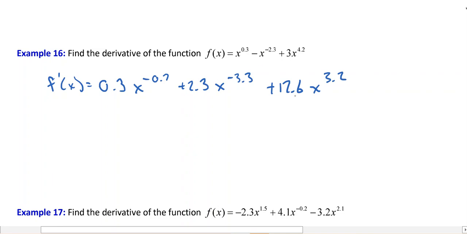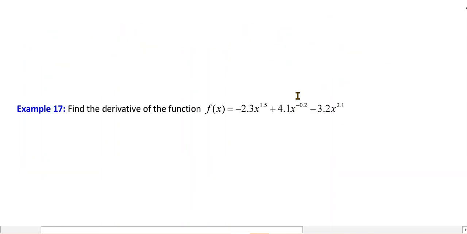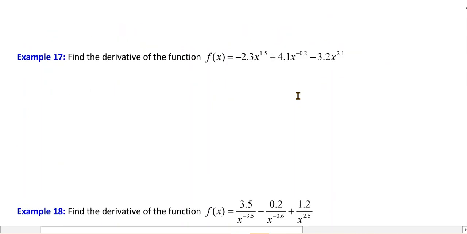And the next one, again, it's some of the same. So I would suggest stopping the video, doing this problem, and then checking to see if you did it the same way that I did it. So the derivative is 1.5 times 2.3, 3.45, and that's negative. And that's x to the 1.5 minus 1, which would be 0.5.